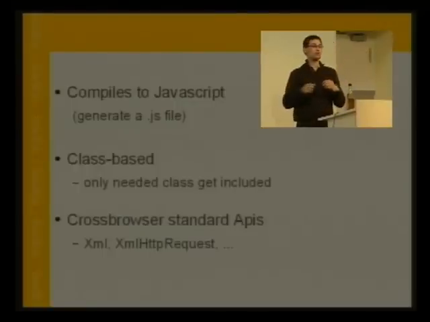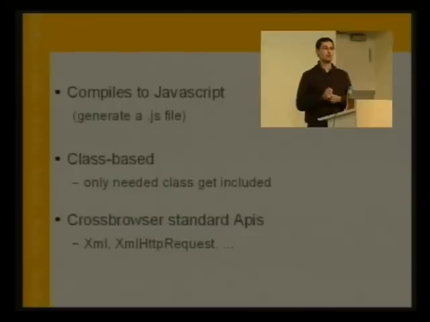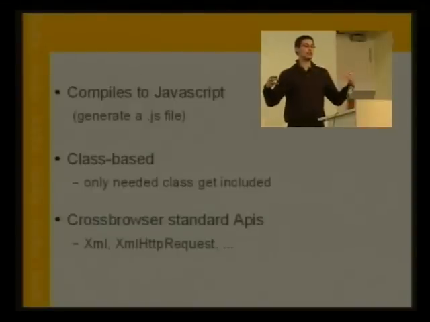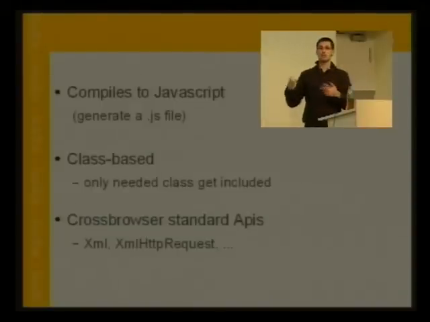Usually when you are doing JavaScript, if you are using some framework, maybe you are using only a few classes of the framework, but you need to include the whole framework because it's difficult to track all the dependencies. And for this, the compiler will do it for you and generate JavaScript that contains only the classes that you actually need to use.